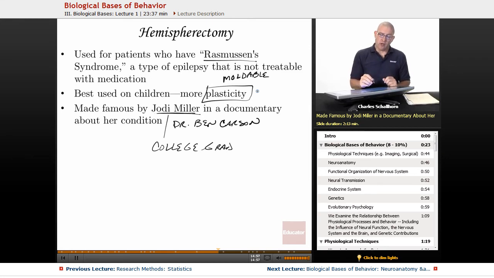And so the younger you are, it's best with children, that's when you have the most plasticity. The younger you are, the more plastic your brain is, the more moldable and fungible, so to speak, your brain is. Your brain can adapt to those sorts of problems. So Jody Miller, she had a few physical movement issues, but she could walk, she could run, she could dance, and she was able to handle all of the fact that she had the right hemisphere of her brain removed.